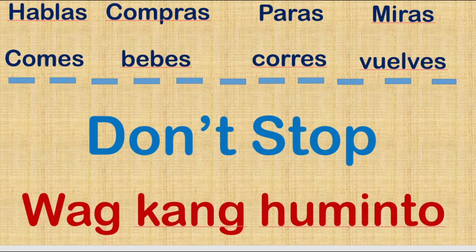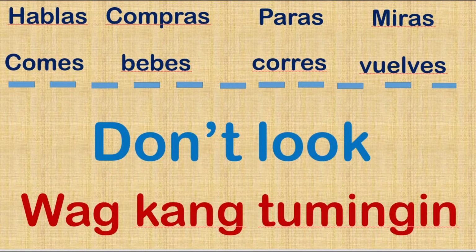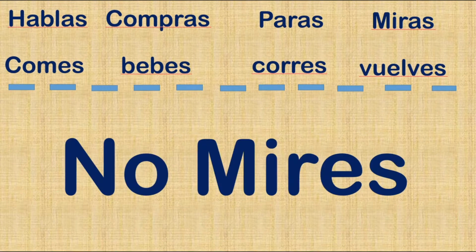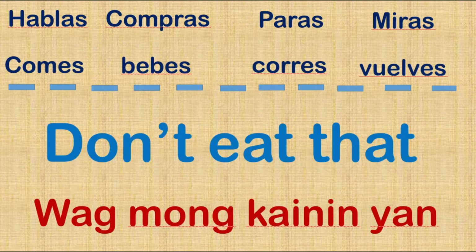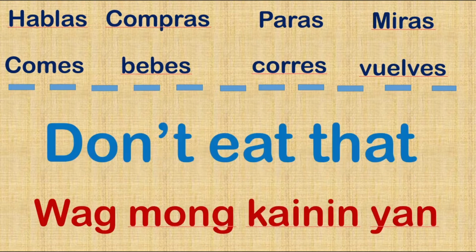What about don't stop? Huwag kang huminto. No pares. And what about don't look? Huwag kang tumingin. No mires. What about don't eat that? Huwag mong kainin yan. No comas eso. So if you have noticed, ang ating comes, which is you eat, ay naging no comas eso, which means don't eat that.